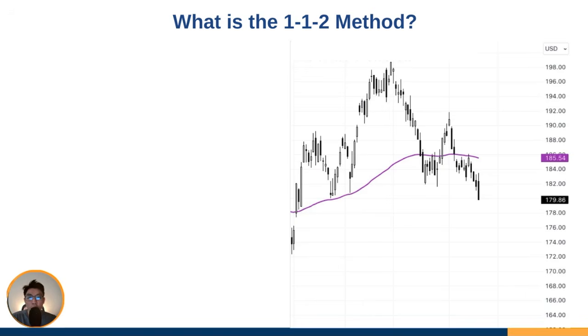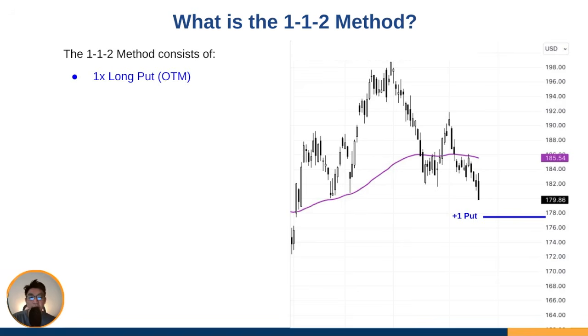So first of all, what exactly is this 112 strategy? What is this 112 method? This number 112 coincides with the legs that you have, the kind of options you have for each of them. For example, this method consists of one long put that is out of the money. Out of the money for the put side is anything below the current market price. So down here you have the current price, and anything below that is called out of the money.